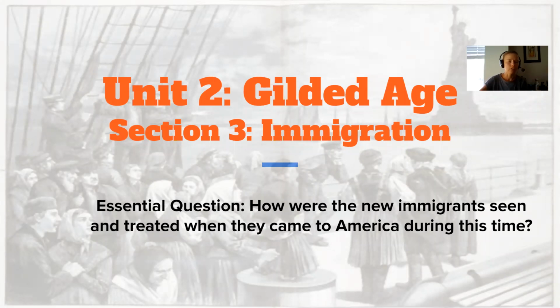We are now in section 3 of the Gilded Age. This lesson is called Immigration. So go to a new page in your notes if that is the format we are using, because I'm recording this in the summer when we have no clue what is going on. Go ahead and write your title up at the top of your Cornell notes. Don't forget to write the EQ. How were new immigrants seen and treated when they came to America during this time?